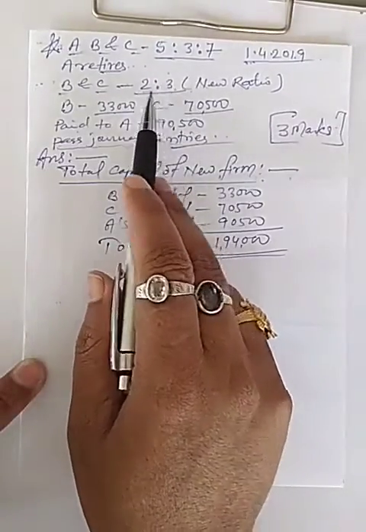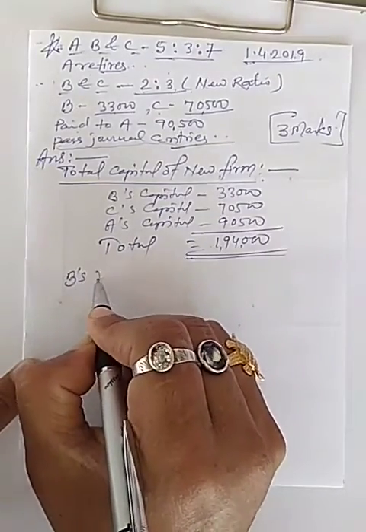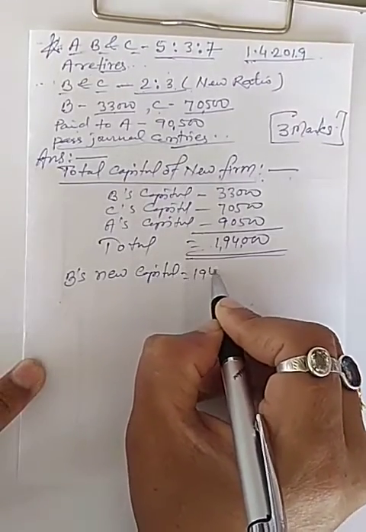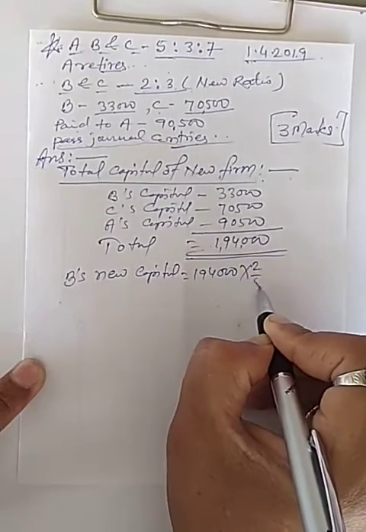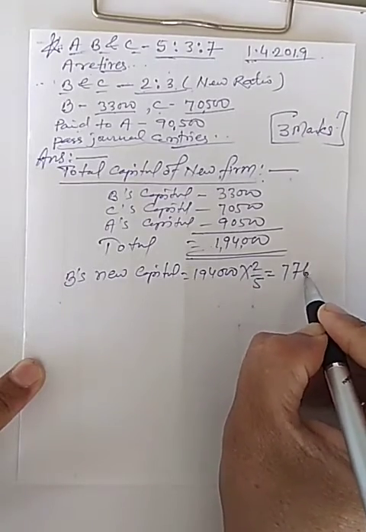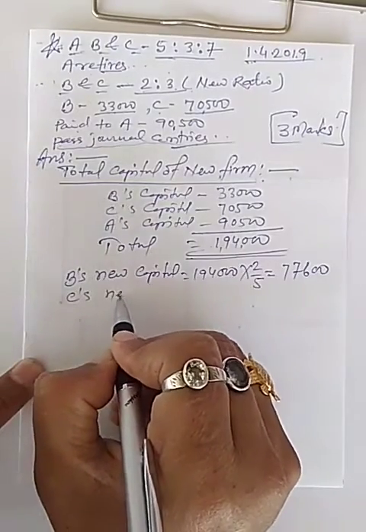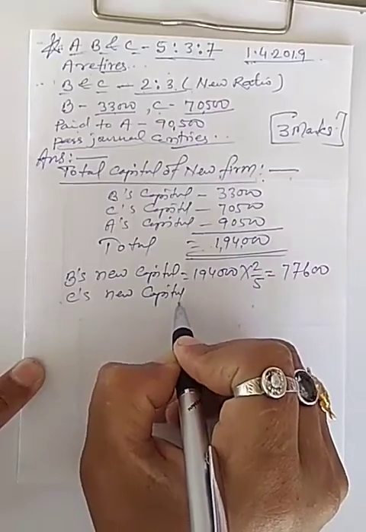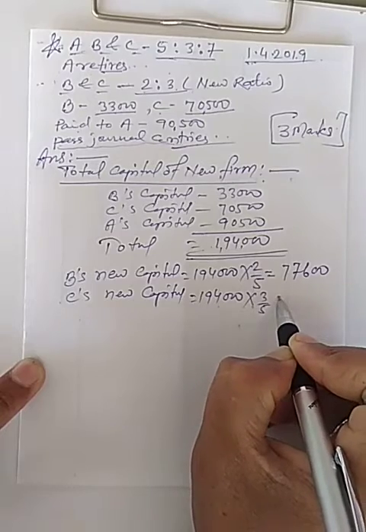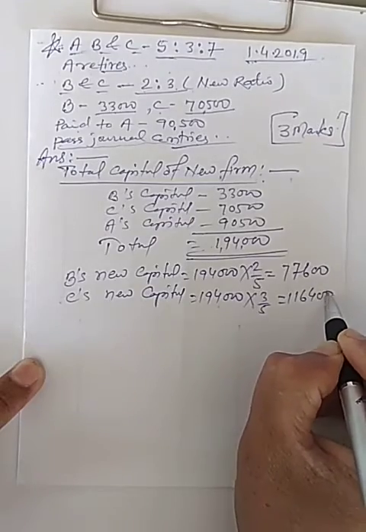Now I will divide the new capital in the new profit sharing ratio between B and C. So B's new capital will be 1,94,000 into 2 by 5. It will be 77,600. Now C's new capital will be 1,94,000 into 3 by 5. So it will be 1,16,400.